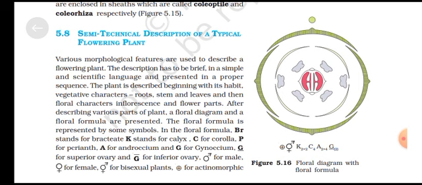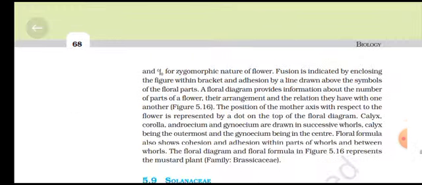This symbol is for male, this is for female, this is for bisexual plant, and this is for actinomorphic and this for zygomorphic nature of plant. Fusion is indicated by enclosing the figure within a bracket and adhesion by a line drawn above the symbol of the floral part.